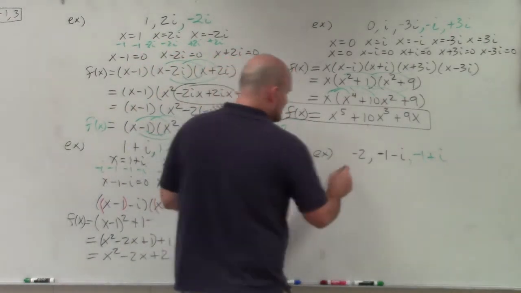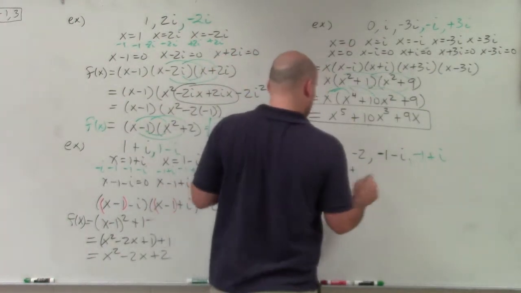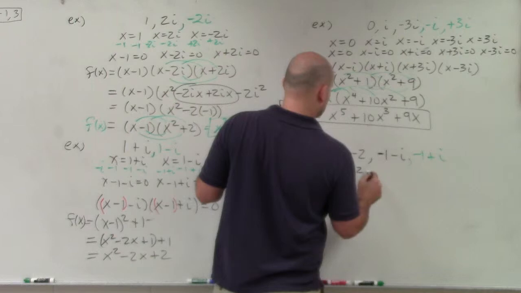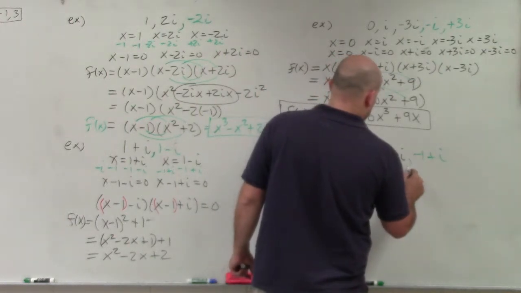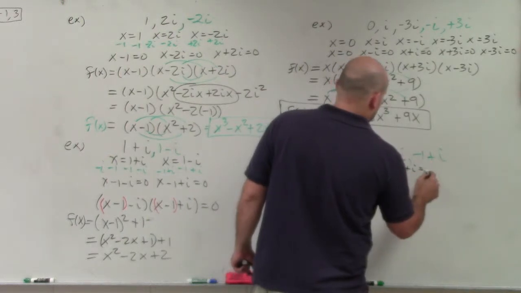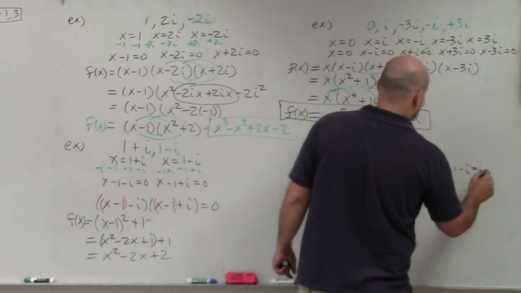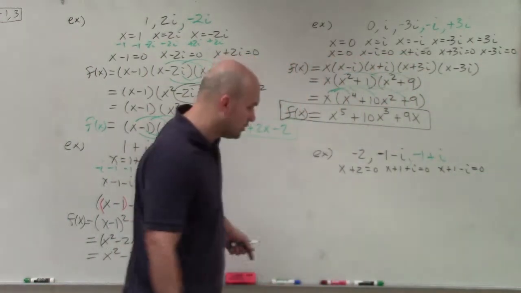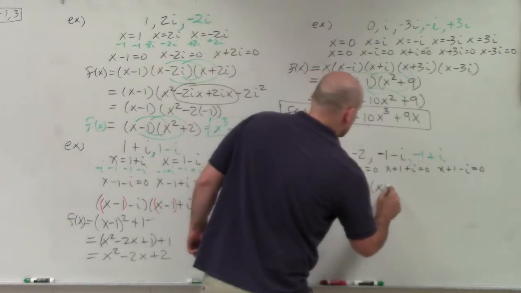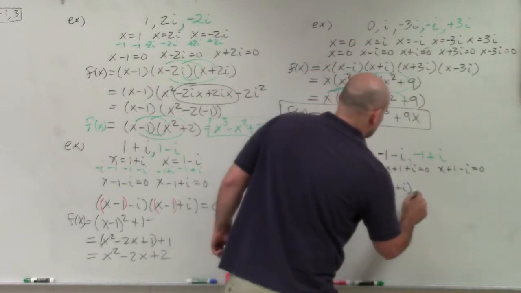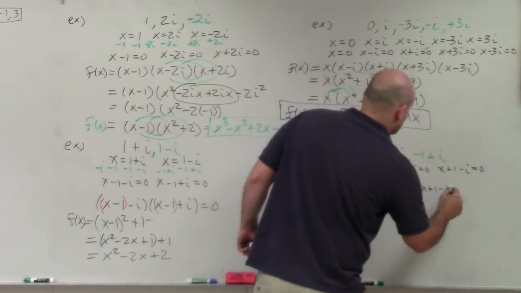OK? So now, again, let's go and set these. And then I have a negative 2. So I have x. I'm going to set these all equal to 0. So that would be x plus 2 equals 0. Then this would be x plus 1 plus i equals 0. And this would be x plus 1 minus i equals 0. I'm just saving myself that work. So therefore, I have, again, x plus 2 times x plus 1 plus i times x plus 1 minus i.